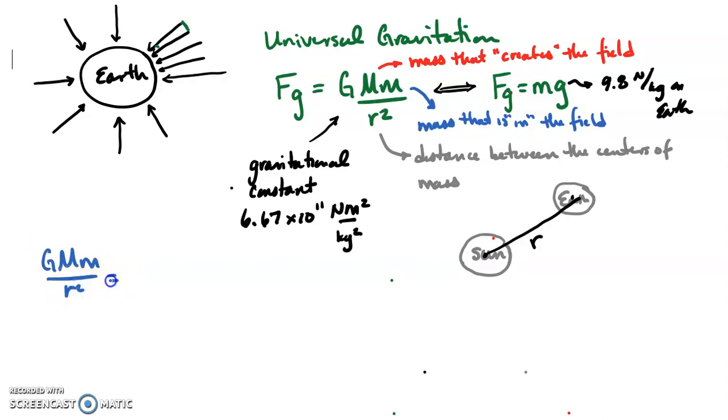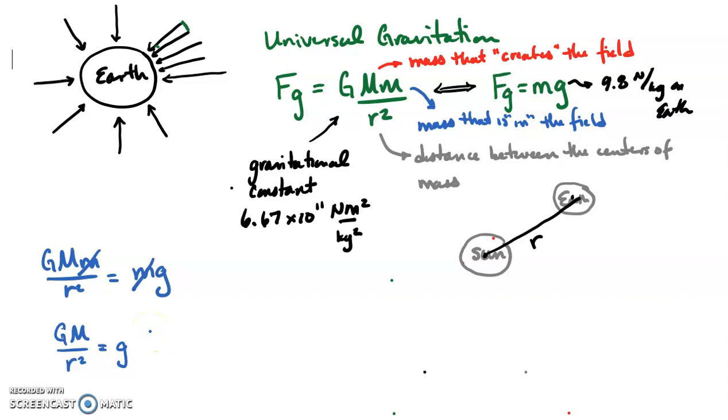So if I set these two equal to each other, then I get G M m over r squared equals m g. And you'll notice that the mass of the small object is inconsequential here. And then we're left with the gravitational field strength of the massive object is equal to this. So if you take your gravitational constant times the mass of the object, and then you divide it by the radius squared, you get the gravitational field strength of that object.